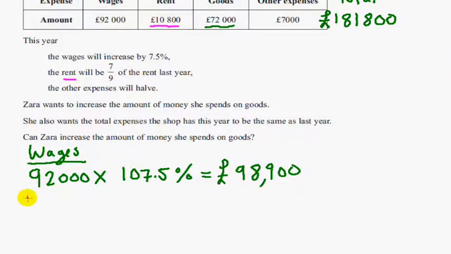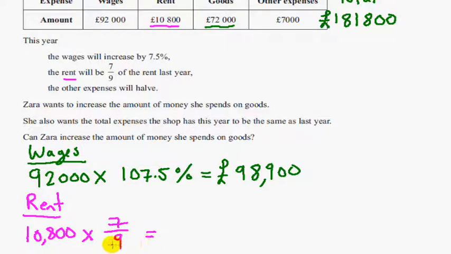So rent is 10,800, and we want 7/9 of 10,800, so we can times it by 7/9 in your calculator, or of course you can divide it by 9, which gives you 1/9, then times it by 7. Any of those methods is absolutely fine. So 10,800 times by 7/9. So the new price of rent will be 8,400.